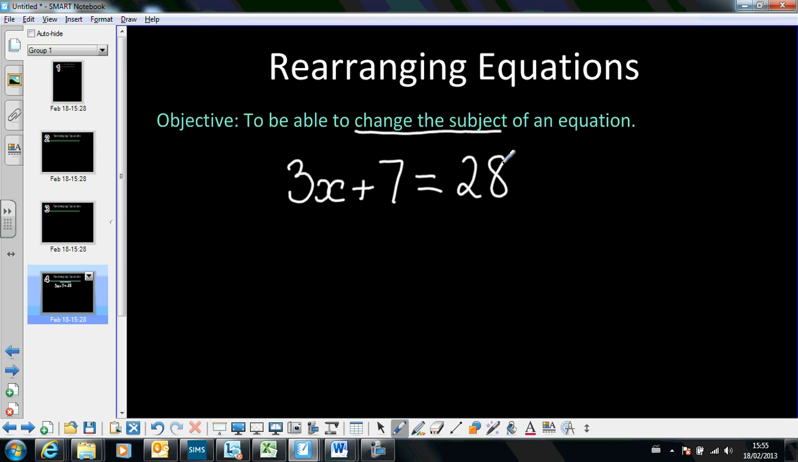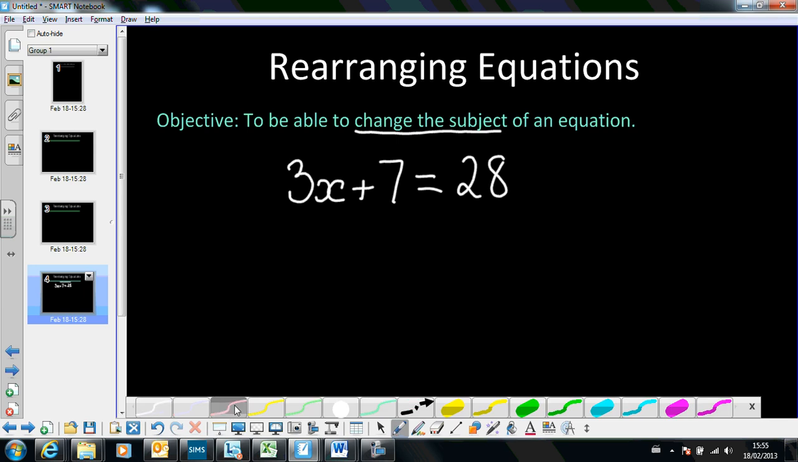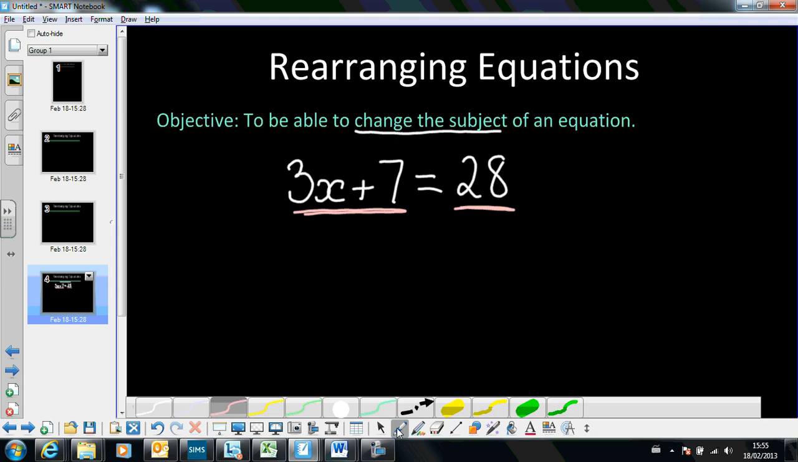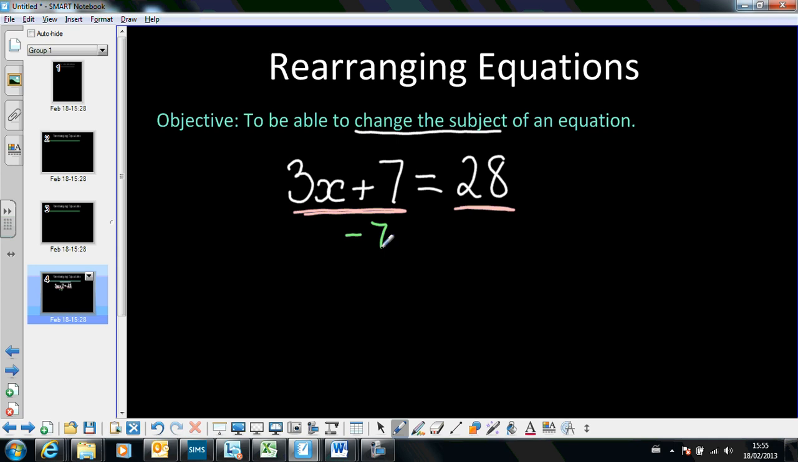Now you can probably tell me the answer to that in your head, but we've seen how to do this using the balance method, which is where I do the same thing to this side as I do to this side, keeping it balanced. So my first step might be to take away 7 from both sides, a sensible thing to do to get rid of this plus 7. I'll be left with 3x on the left and 28 minus 7, which is 21 on the right.